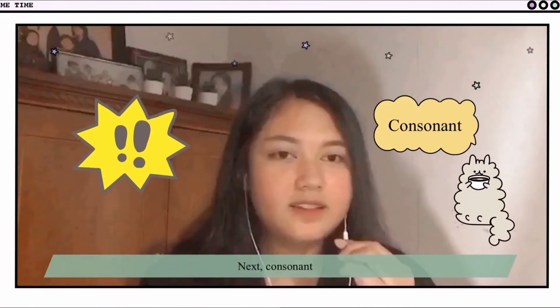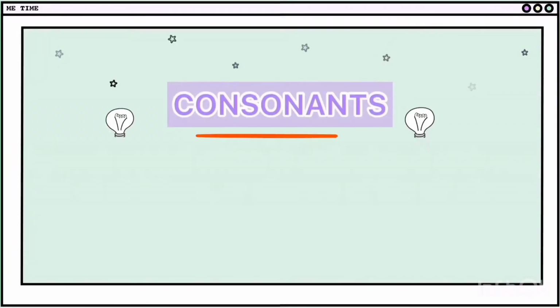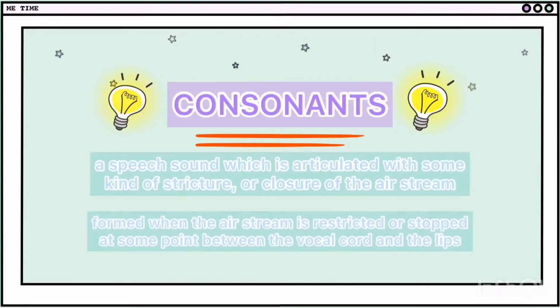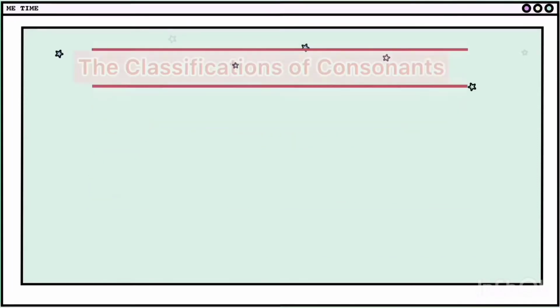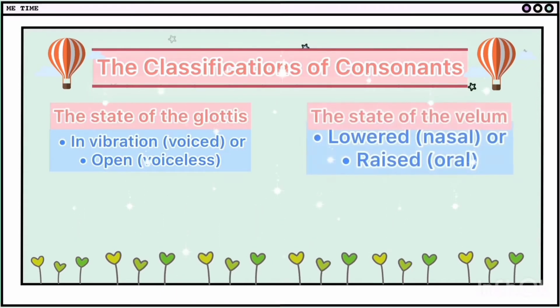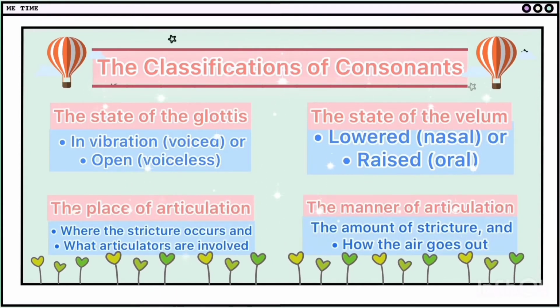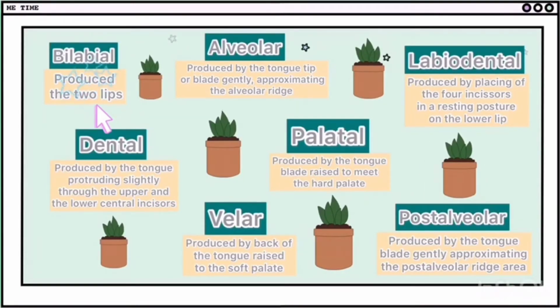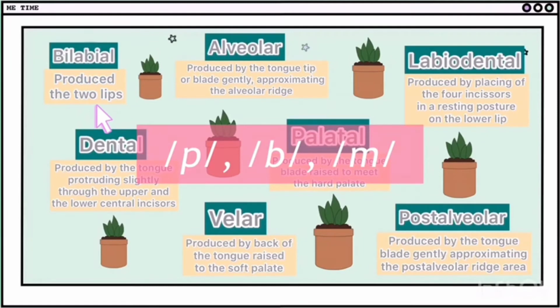Next, consonant. Consonant is a speech sound which is articulated with some kind of structure or closure of the airstream. There are 4 classifications of consonant: the state of glottis, the state of velum, the place of articulation, and the manner of articulation. Place of articulation. Bilabial. Bilabial is where the lips come together. Example: p, b.